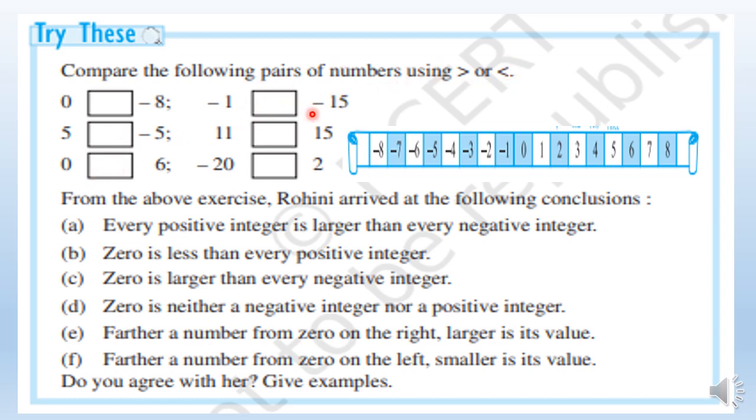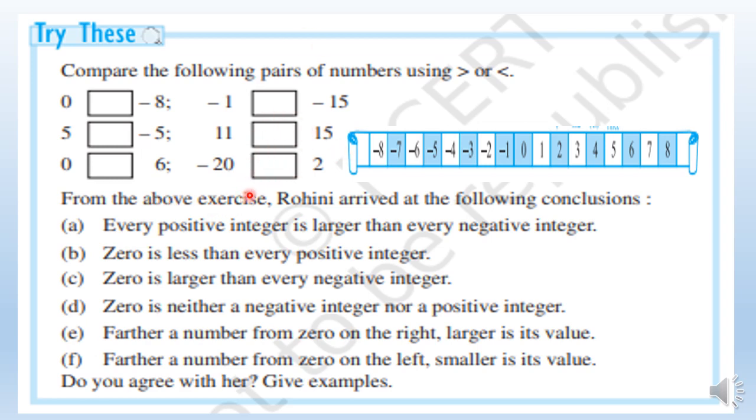So here again this sign. -1 and -15. -1 is here and -15 may be on this side. If we extend this, then we'll get -15 here. Means -15 is to the left of -1. That's why here -1 is greater. By this method we have to check and solve these two.